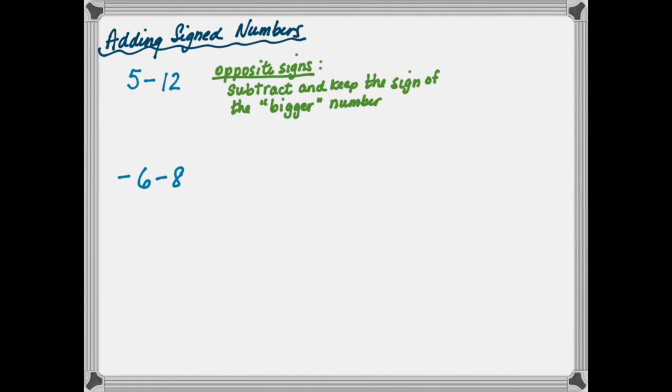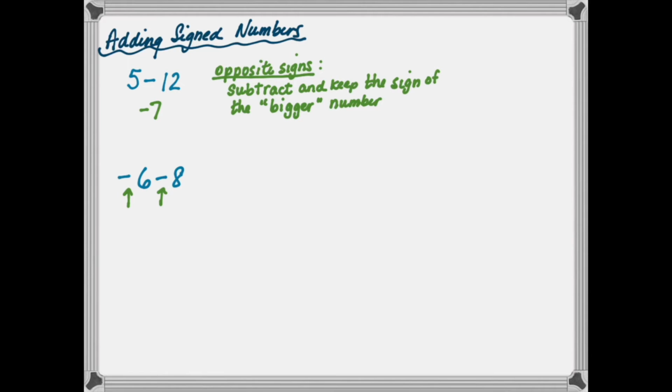So I put bigger in quotes because in this case, 12 is the bigger number, even though it has a negative sign. Obviously negative 12 is not bigger than 5, but the absolute value of 12 is bigger. So we would keep that negative sign. Looking at these numbers, we would say 12 minus 5 gives me 7. And again, since 12 is the bigger of those two numbers, we're going to keep that sign and make the answer negative 7.